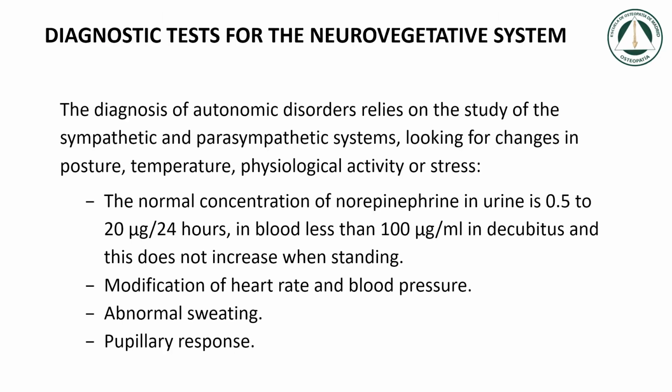The diagnosis of autonomic disorders relies on the study of the sympathetic and parasympathetic systems, postural changes, temperature changes, activities and stress. The normal concentration of norepinephrine in urine is 0.5 to 20 micrograms per 24 hours. In blood, less than 100 micrograms per milliliter in the supine position, and this does not increase when standing. Changes in heart rate and blood pressure. Changes in sweating. Pupillary response.